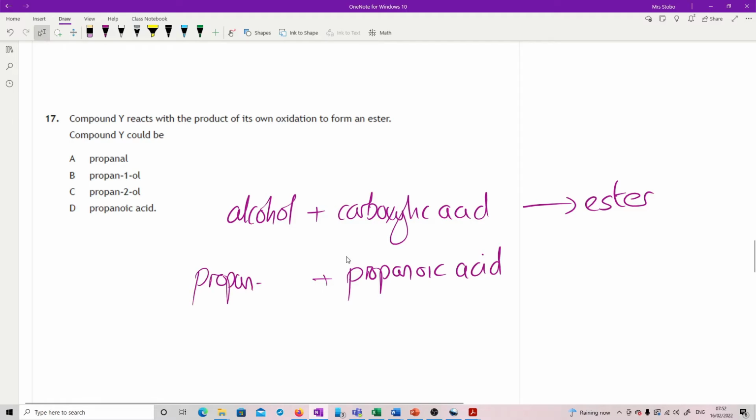That must be propan-1-ol, because it has to be the primary to get to the aldehyde to then get to the propanoic acid. So compound Y has to be propan-1-ol. Propan-2-ol would make the ketone, that wouldn't do anything. Propanoic acid obviously can't then oxidise to make something else. It's already there. And propanol is not reacting. It has to be there, right the way back to the alcohol.